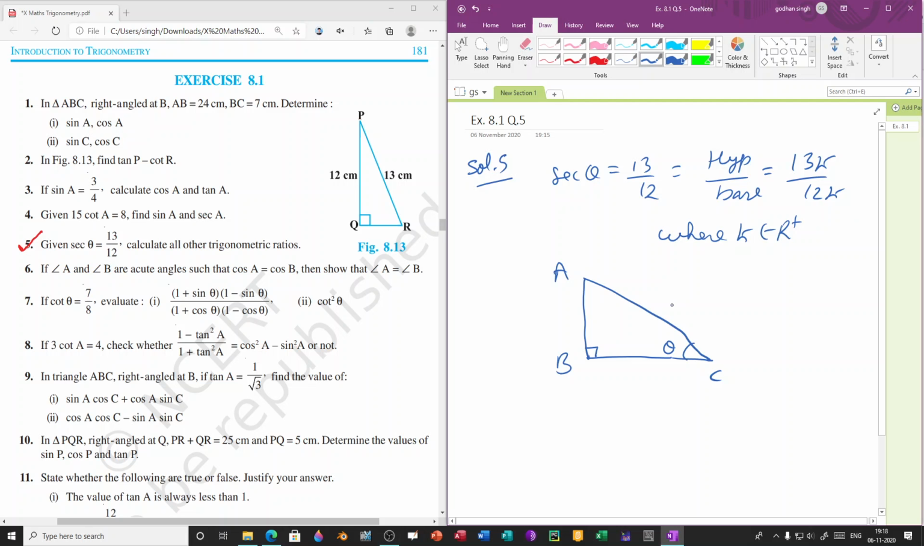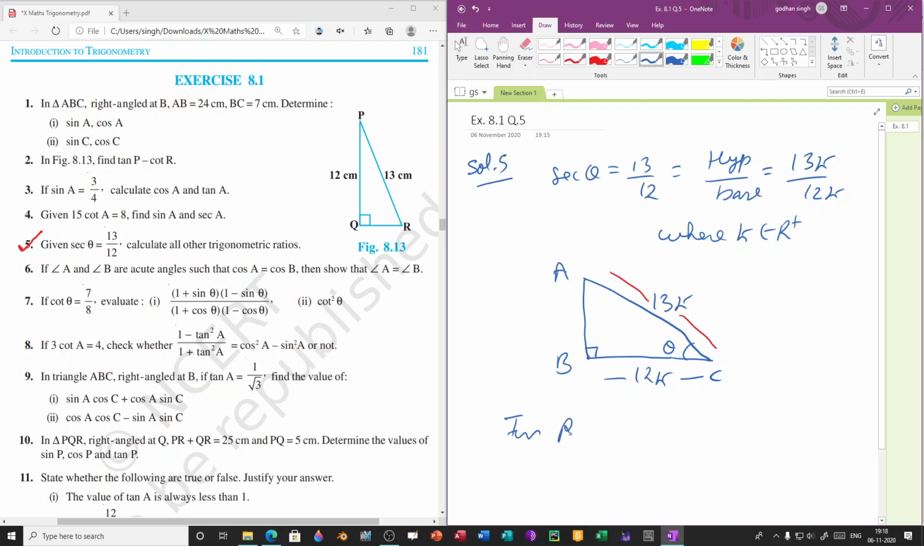So hypotenuse is 13K. So this is our hypotenuse, that is 13K, and the base is 12K. So the side adjoining to theta, other than the hypotenuse, is known as base. So base will be BC, and so we'll be writing here 12K. And we have to find now the value of AB, and that we can do with the help of Pythagoras theorem. So in right triangle ABC, we will apply Pythagoras theorem.